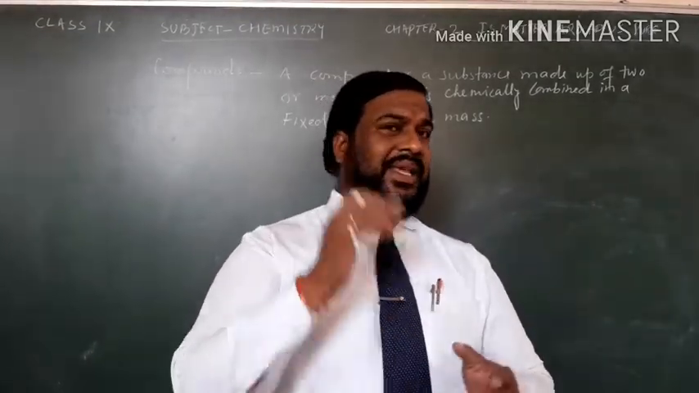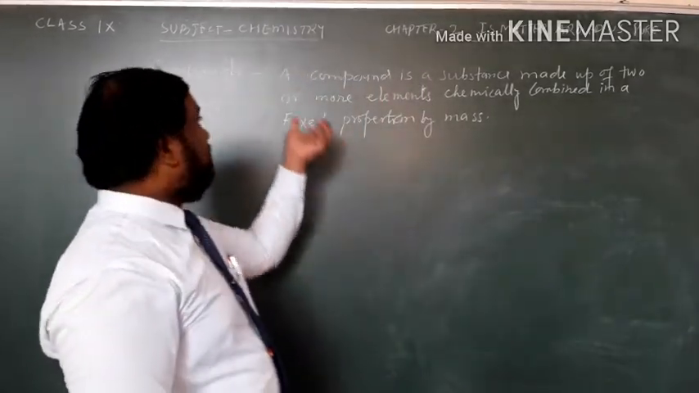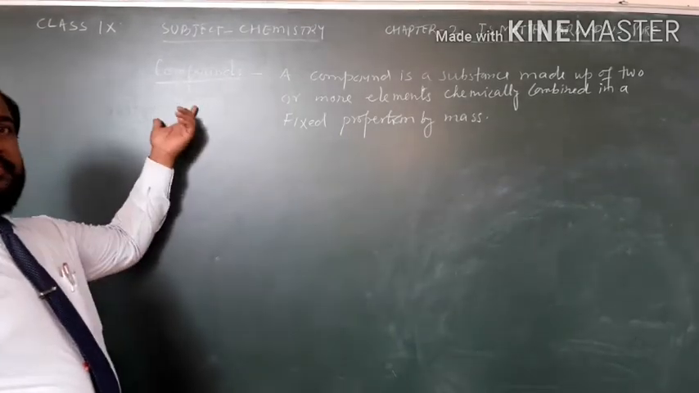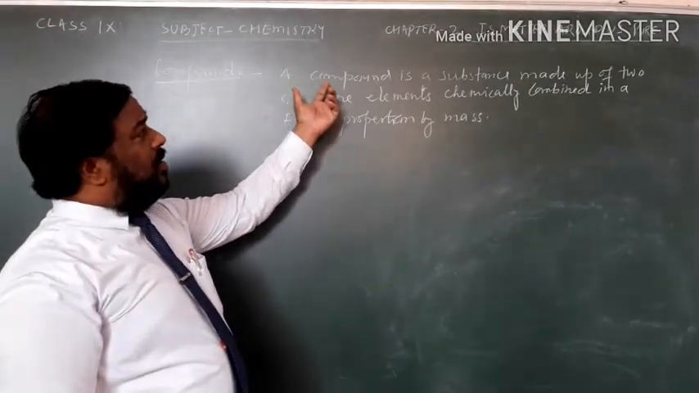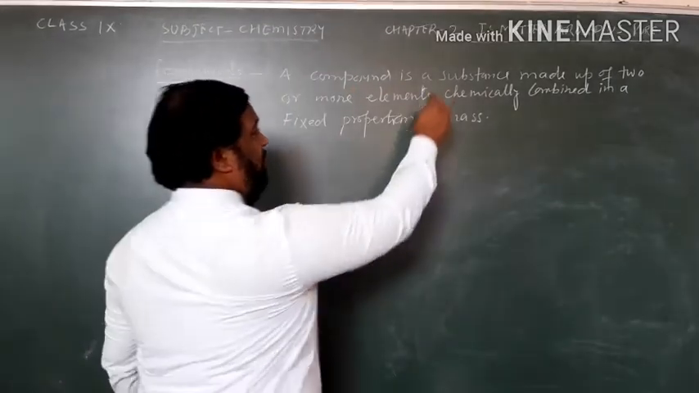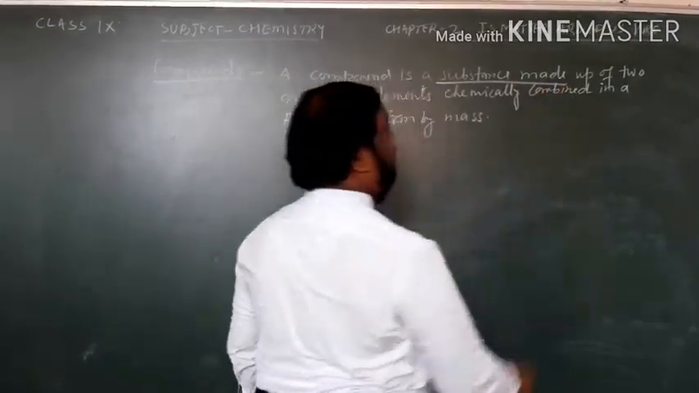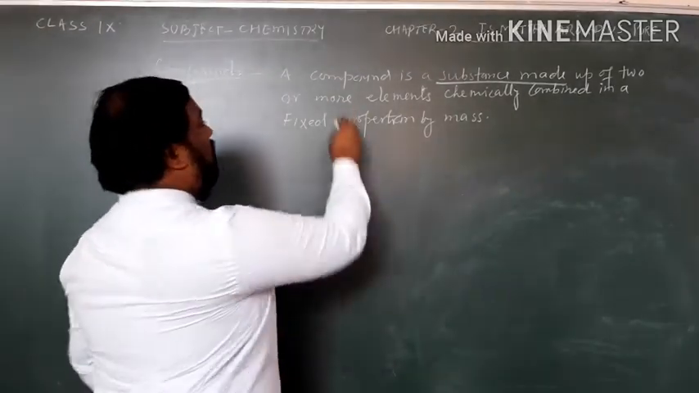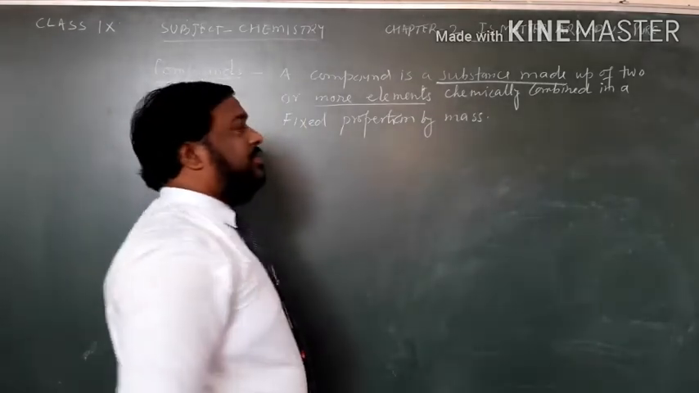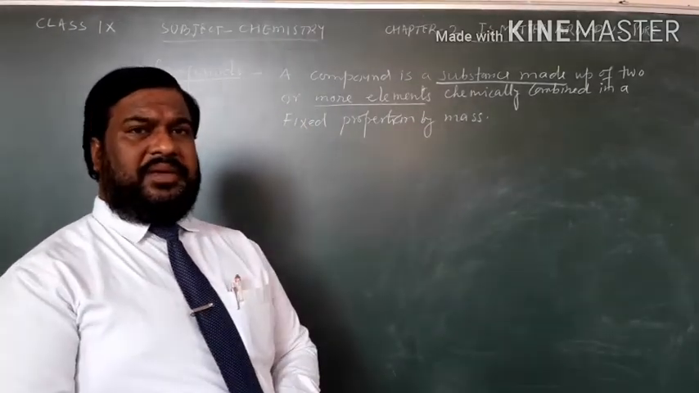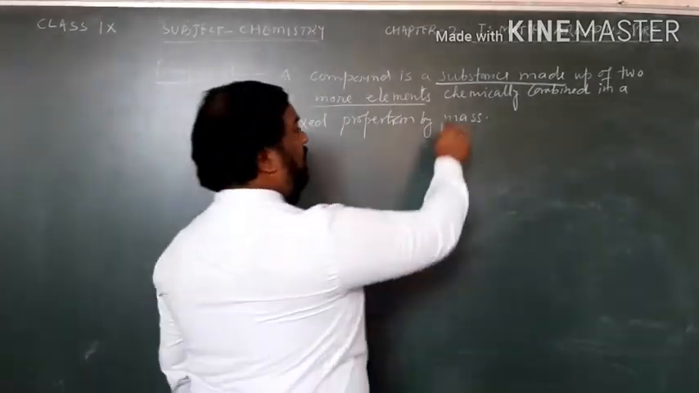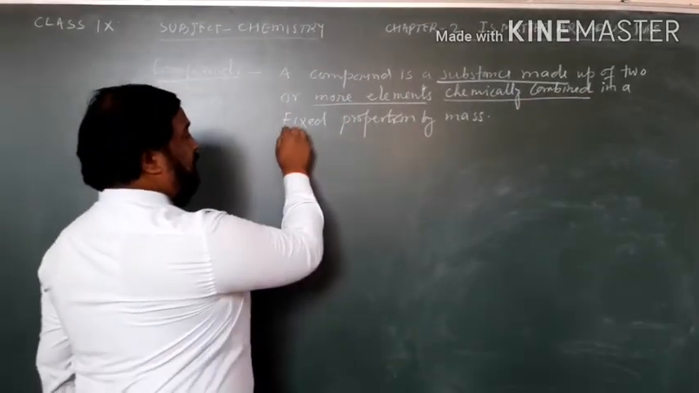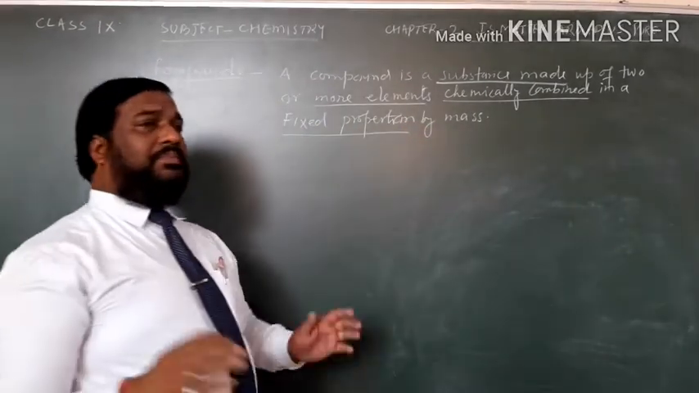So here in this section, about compounds. A compound is a substance made up of two or more elements chemically combined together in a fixed proportion by mass.